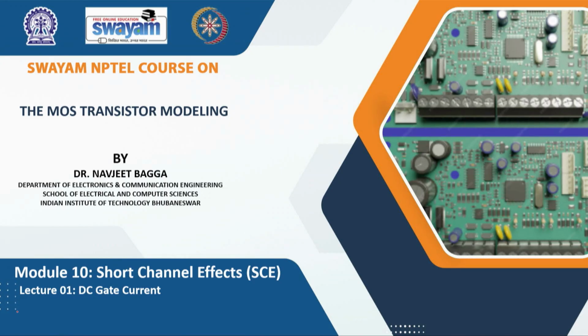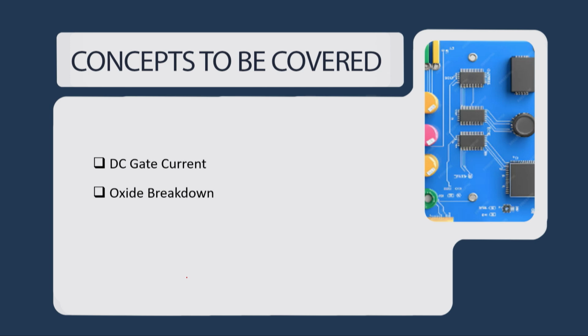Hello all and welcome to this lecture. We are in module 10, lecture number 1, DC gate current. In this lecture, we will discuss DC gate current in MOSFET and oxide breakdown.